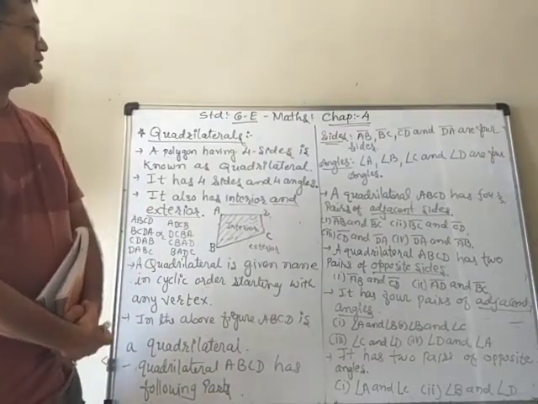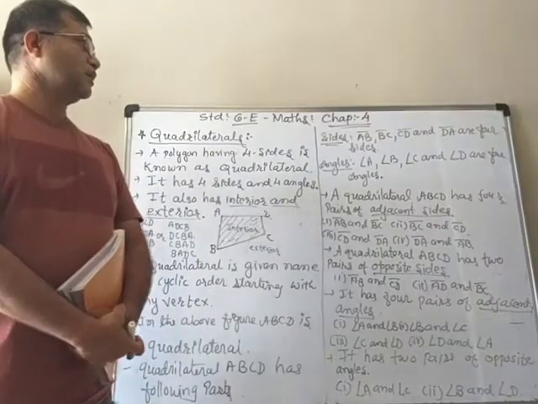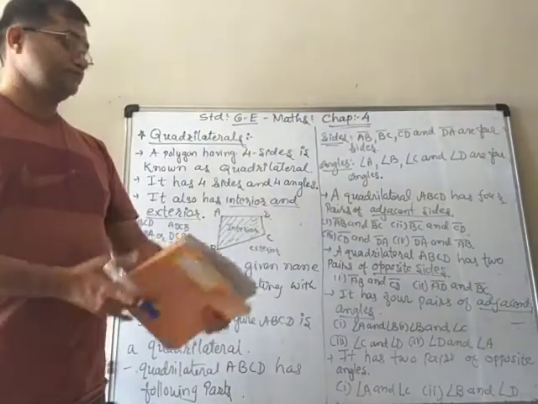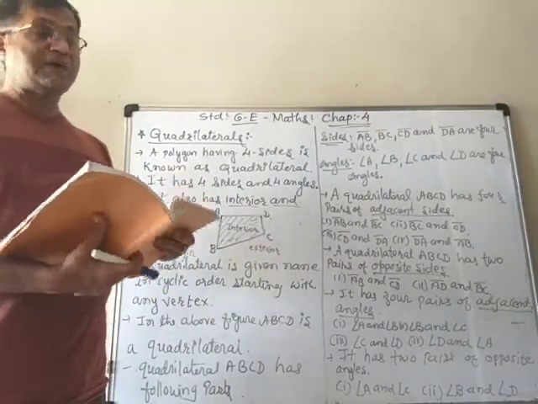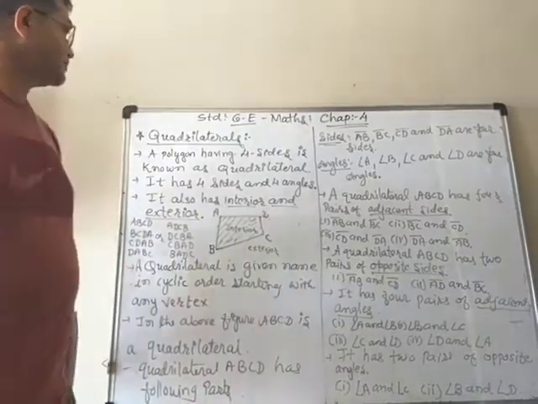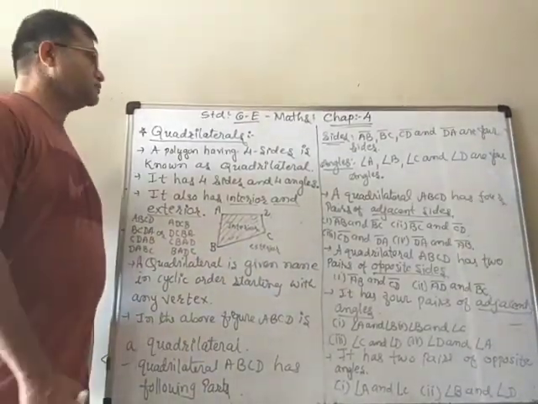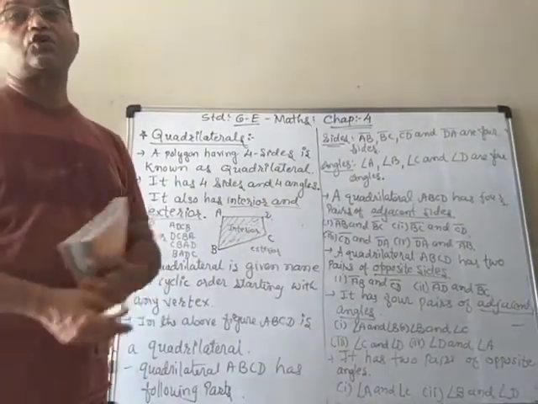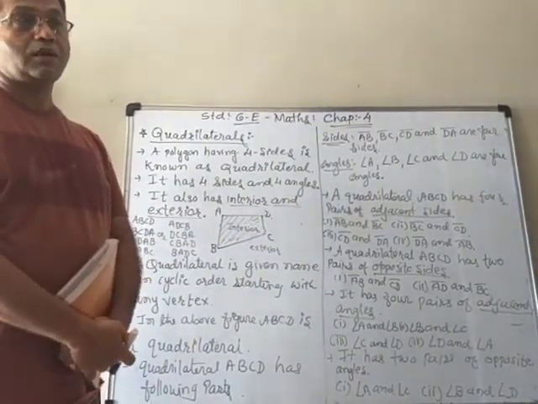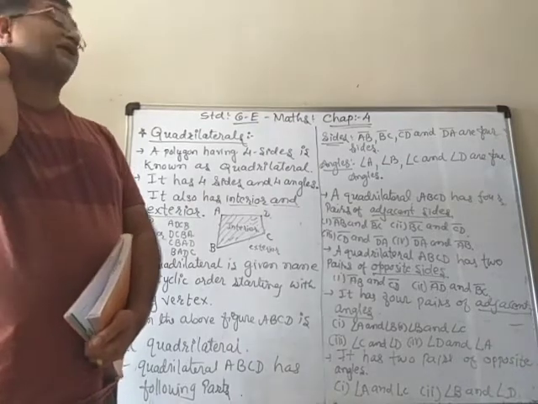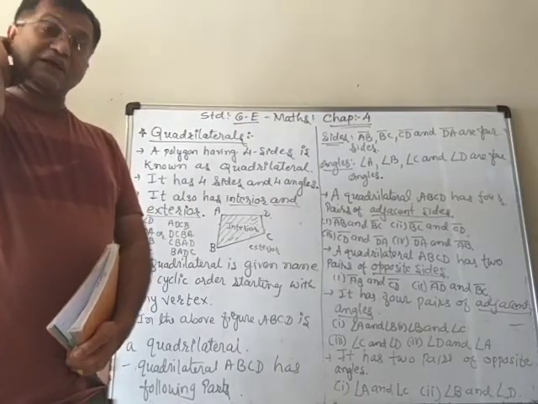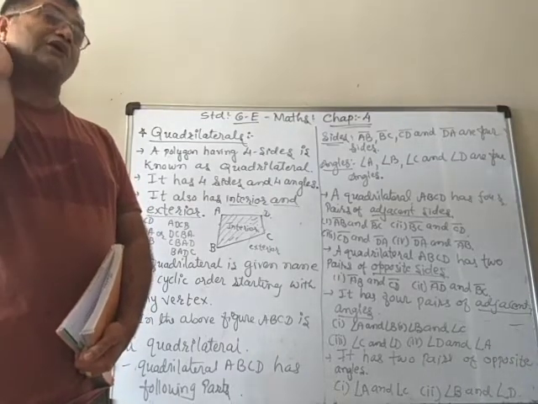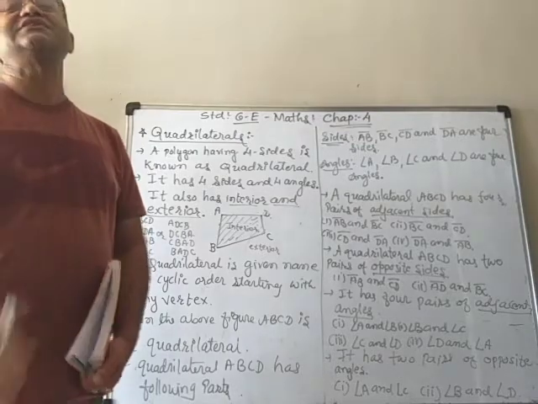Standard 6th English Medium Maths. In Chapter 4, Basic Geometrical Ideas. Now, after the triangle came the quadrilateral. I hope you remember what a triangle is. A triangle is a polygon having 3 sides.